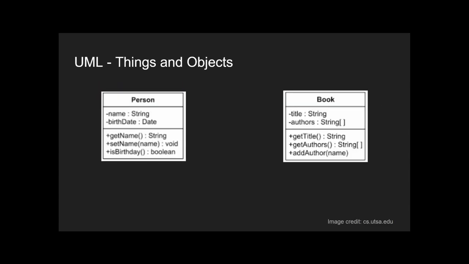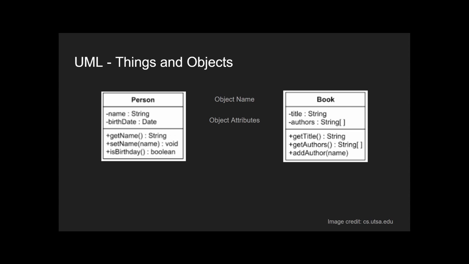Here's an example of two objects. We have a person object and a book object. Both of these objects have names. Below those names, you'll find attributes. For example, the person object has a string variable name and a date variable birth date. The book object has a string variable title and a string array of the authors.